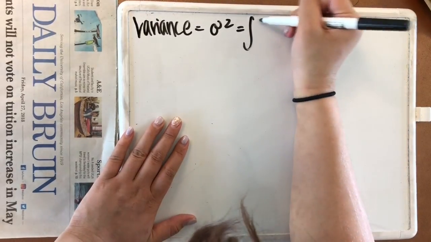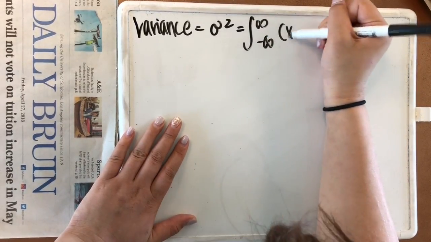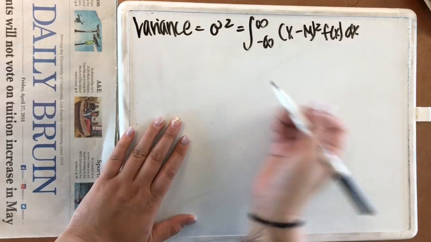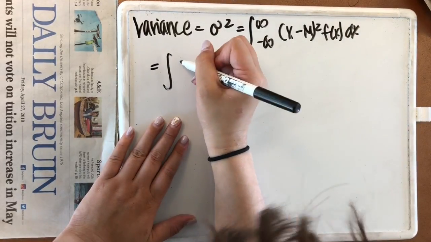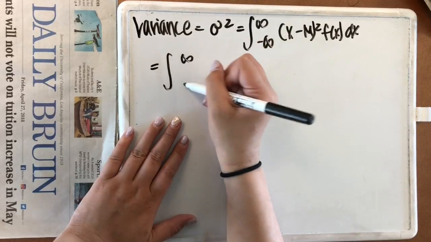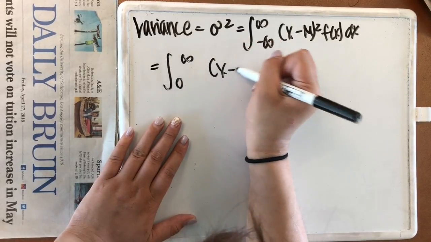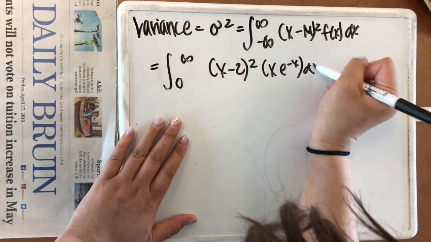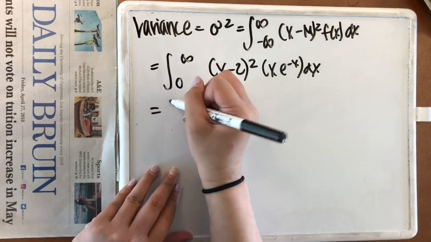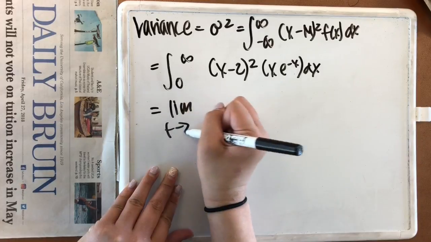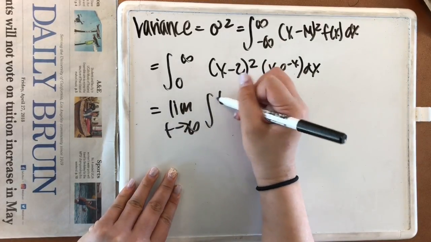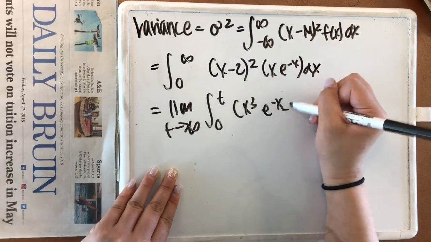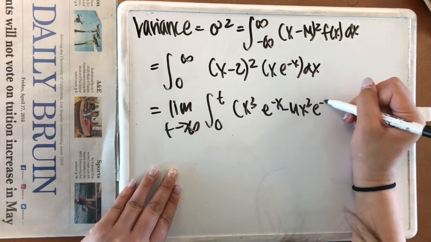Now that you've found the mean, you can plug that in to find the variance. So you plug it into the integral from negative infinity to infinity of a specific value minus the mean, all squared, times the function f of x dx. And since everything before 0 is equal to 0, you cancel that out, and so you have the remaining integral from 0 to infinity of x minus 2, all squared, times the function x times e to the negative x dx.